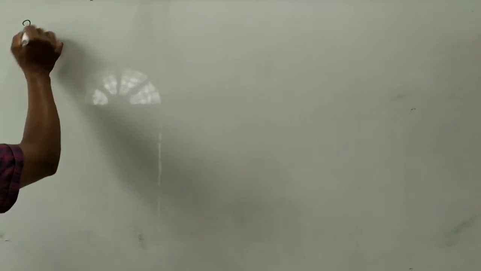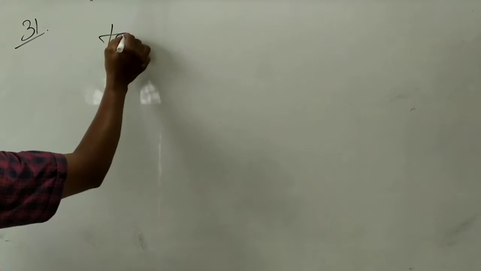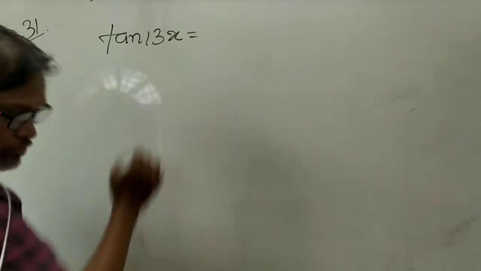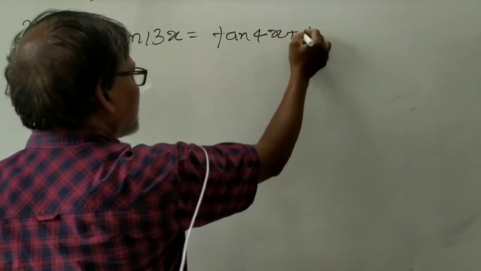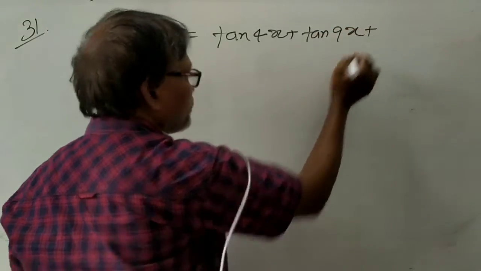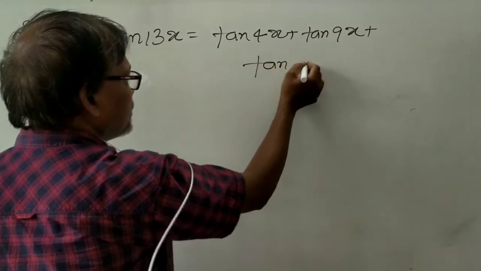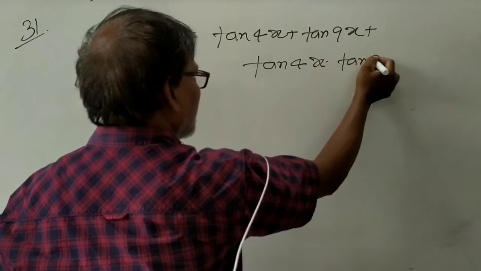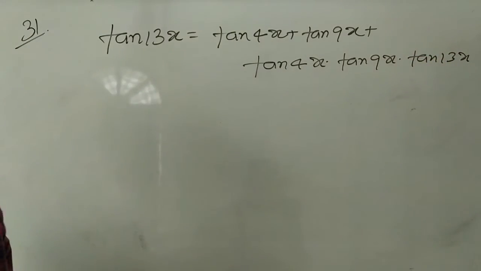Now, one more question of the same exercise. Question 31, very important and very easy: prove that tan 13x is equal to tan 4x plus tan 9x plus tan 4x tan 9x tan 13x. You have to show this.